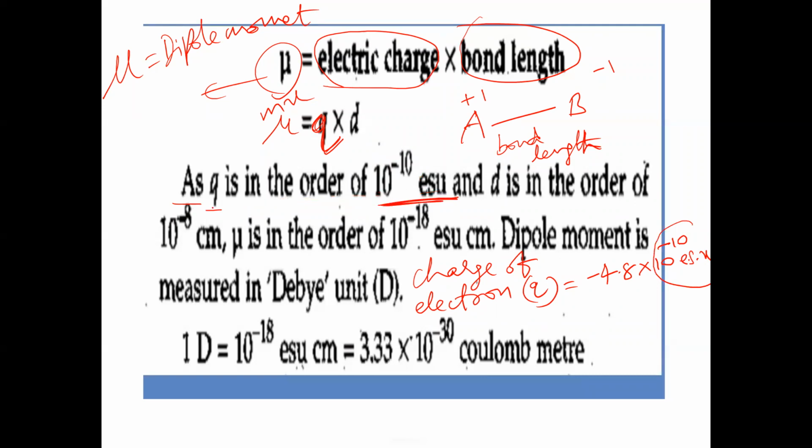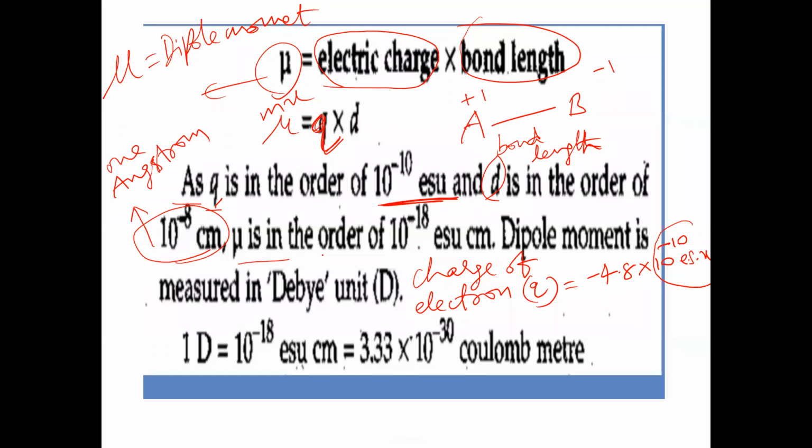So Q, the electric charge, is in the order of 10 power minus 10 ESU. And D is the distance. D is in the order of 10 power minus 8 centimeters. 10 power minus 8 centimeters is equal to 1 angstrom. 1 angstrom unit is equal to 10 to the power of minus 8 centimeters.